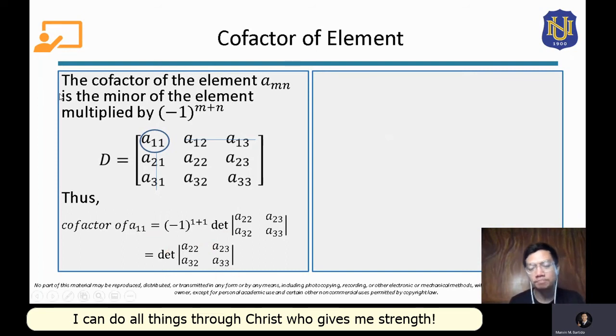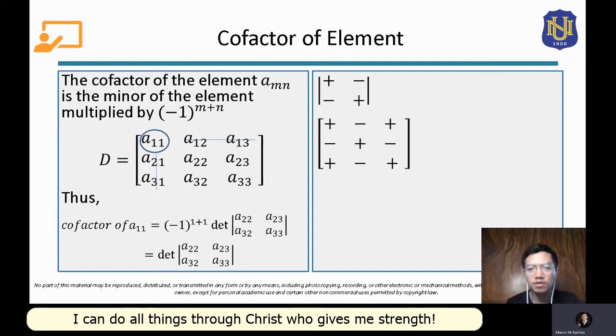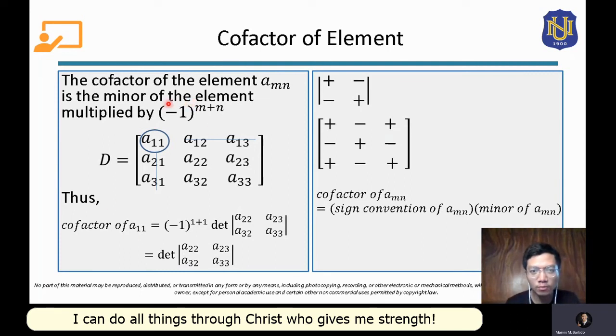So this will now be the cofactor of A11. Okay, so now, there's also an alternative solution for this: instead of using this formula, negative 1 raised to m plus n, we can actually use the sign convention for order n matrices.